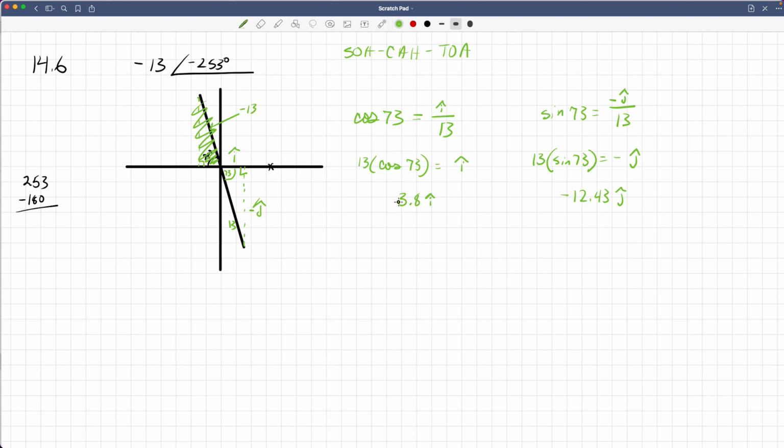So when I put those two together, this is what I have. That's my answer. 3.8 I minus 12.43 j. And you could also write it, when you type it in the system to turn it in, you're going to write 3.8 negative 12.43. That's the way you'll type it into the system. And that is in polar coordinate format. I'm sorry, rectangular. This is polar. This is rectangular.